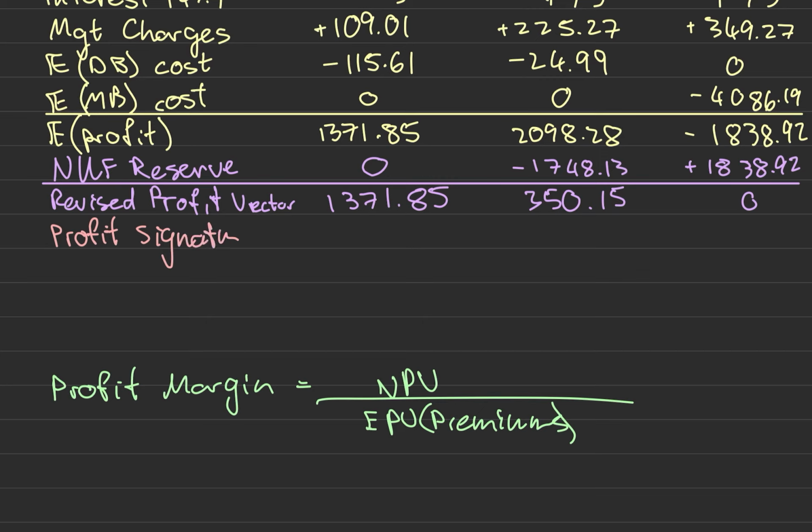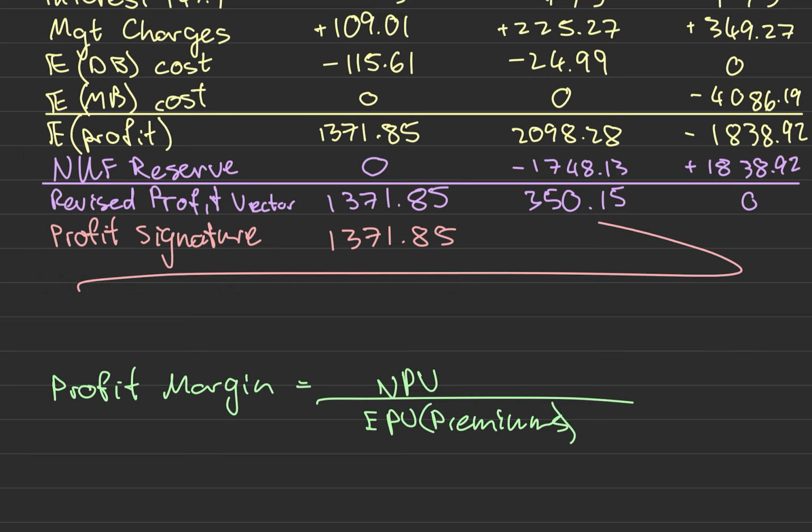So what's the profit signature? The profit signature is the profit in each year at the end of each year, but per policy in force at the beginning of the contract. So I take this profit vector in this year is the profit at the end of the year, but per policy in force at the beginning of the year. The beginning of the year happens to coincide with the beginning of the contract, and so my profit signature in this year is 1371.85. Okay. Now, the memo doesn't actually go ahead and calculate profit signature, but it's something that I'd recommend you do because you can get some extra marks if you've made a mistake somewhere.